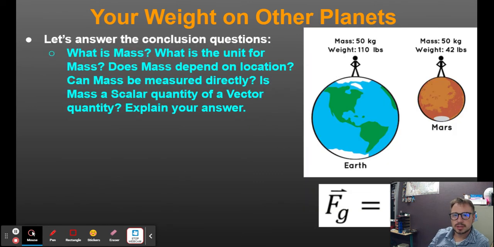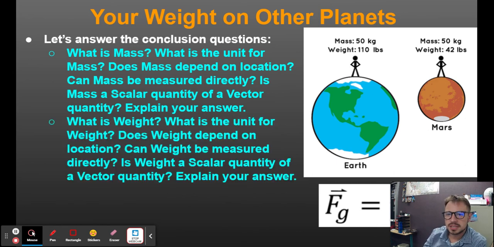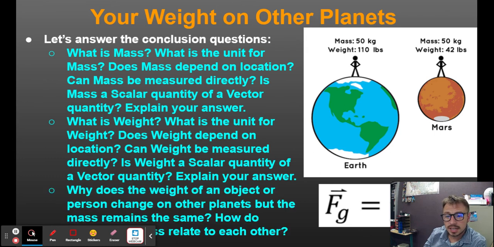Now, these questions will help out. This first question is about mass. Just tell me everything about mass. What's the unit? Does it depend on location? Can it be measured directly? Is it a scalar quantity or a vector quantity? And just explain these answers a little bit. Same thing with weight. Now, this last one is the crux of everything with weight and mass, right? Why does the weight of an object or person change on other planets? The mass remains the same. And how do mass and weight relate to each other? And I know they relate to each other because there's an equation that tells me that they do.